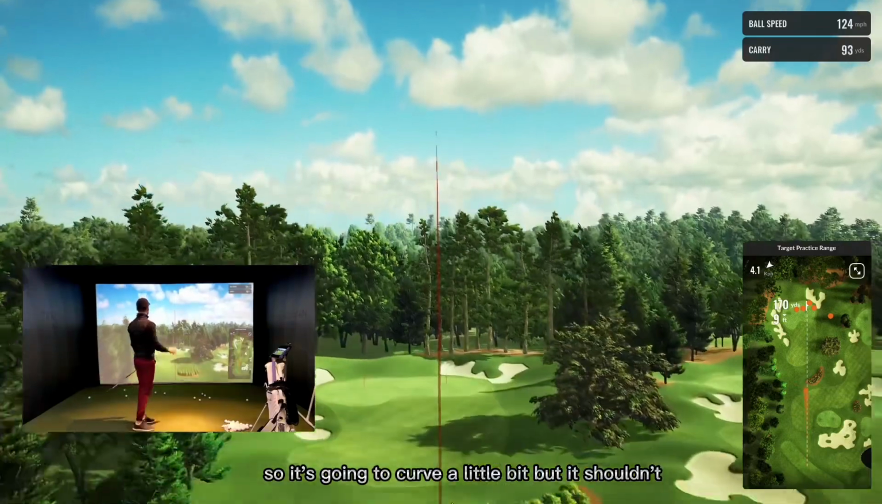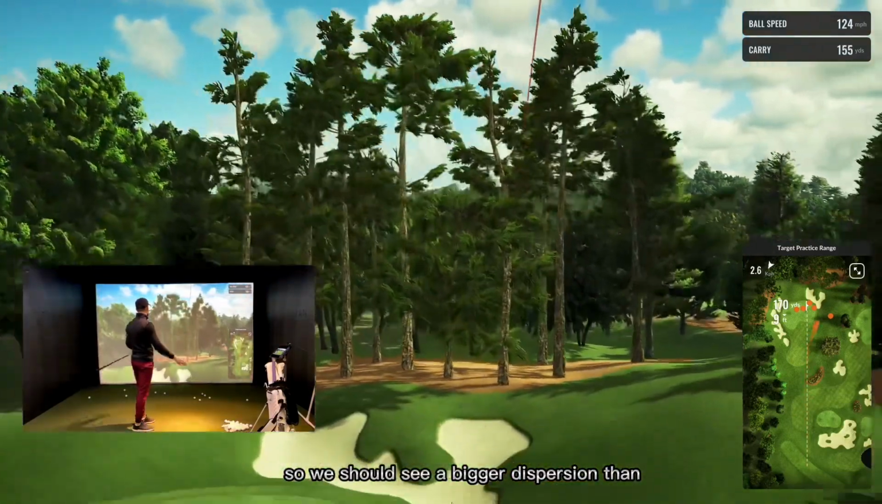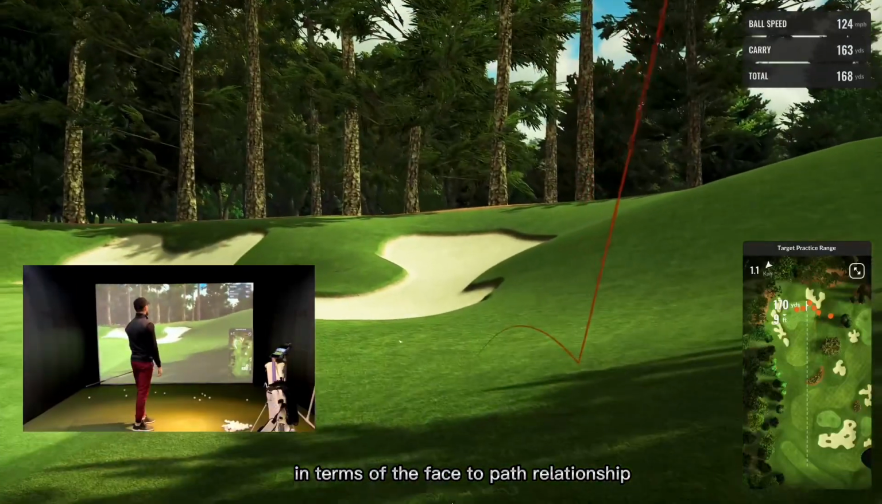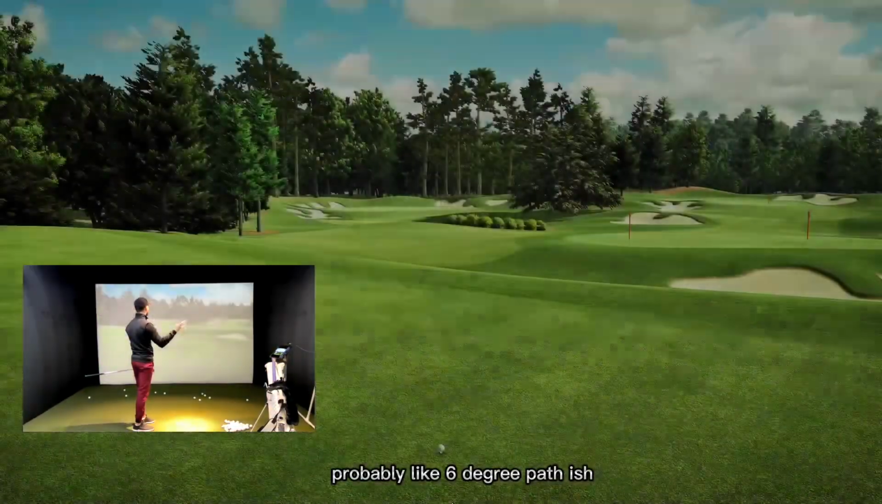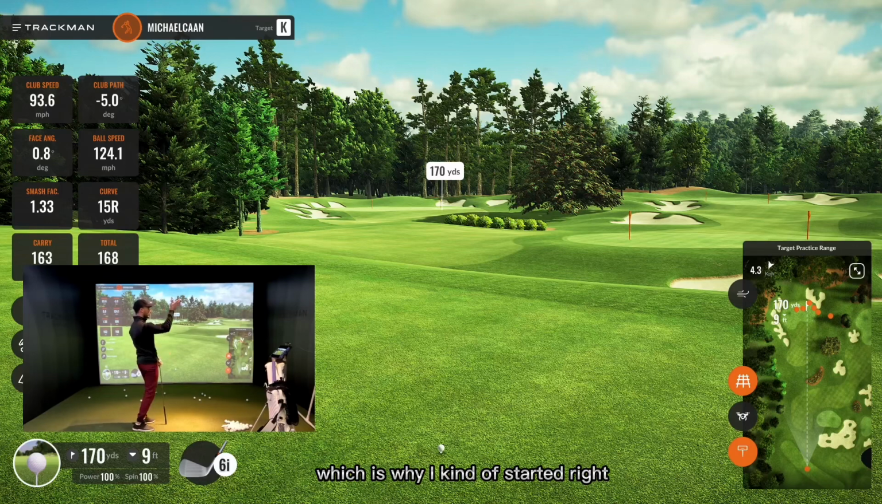So it's gonna curve a little bit, but it shouldn't. Okay, it's curving a little bit more. So we should see a bigger dispersion in terms of the face to path relationship. Probably like 6 degree path-ish. Yeah, okay, so 5 degree path, right? So we're relatively close. Face angle was just basically at 0, which is why it started straight and peeled over, right?